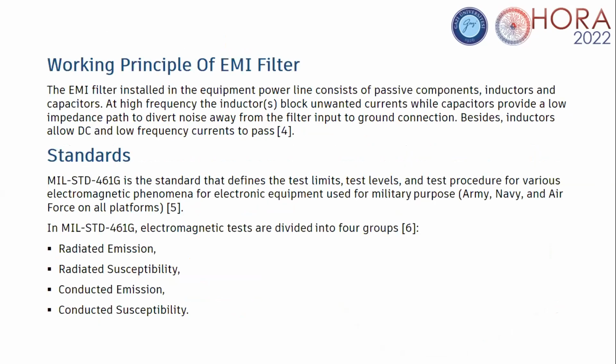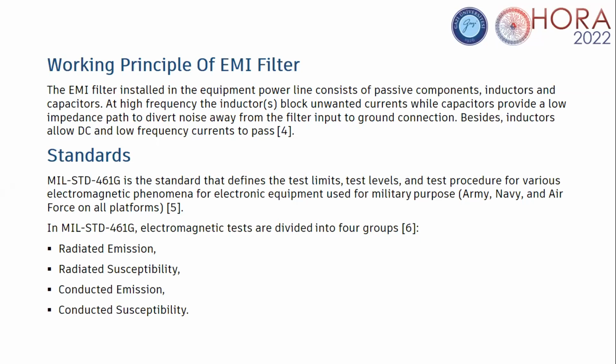When we examine the working principle of the filter, the EMI filter installed in the power line of the equipment consists of passive components, inductors and capacitors. At high frequency, inductors block unwanted currents, while capacitors provide a low impedance path to divert noise away from the filter input to the ground connection.